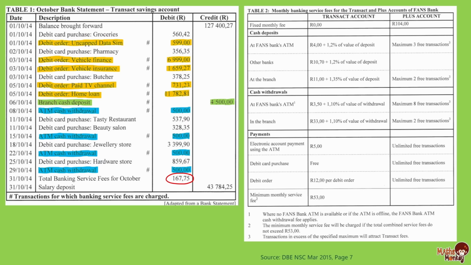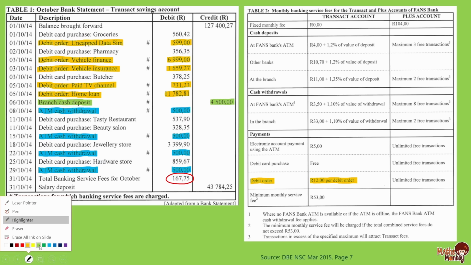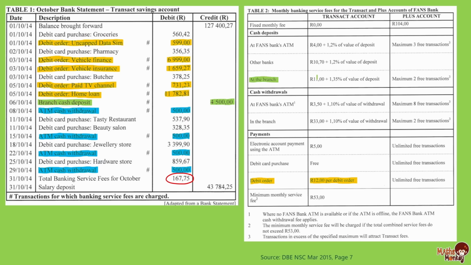So here it says debit order. I go down to my different types of transactions, and here I've got how they charge for the debit order. I didn't add the initial information, but this person is ultimately using the Transact account. That was the information that was given. So in this case, the debit order is 12 Rand per debit order. Then we have the branch cash deposit. So I go up to deposits, at branch, and this is how much they're going to charge.